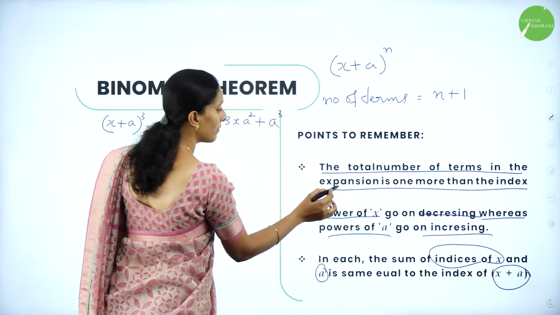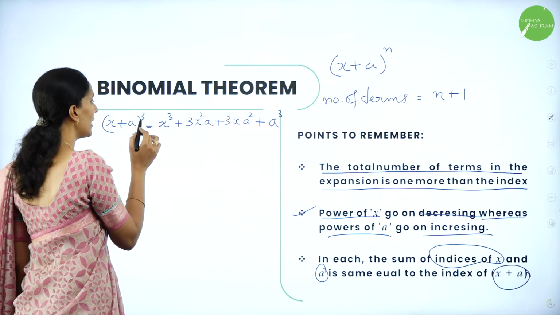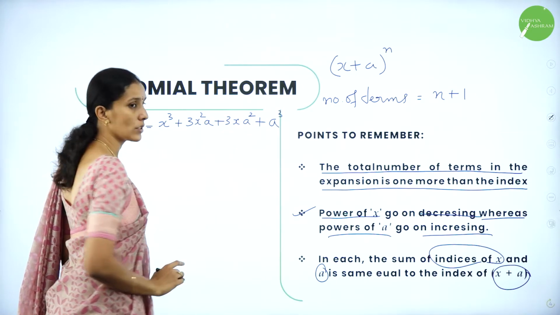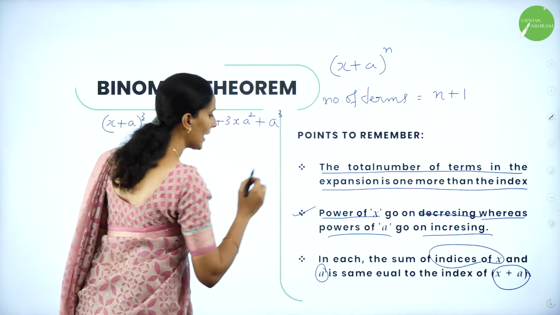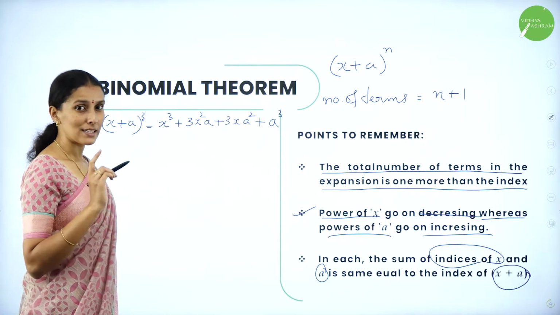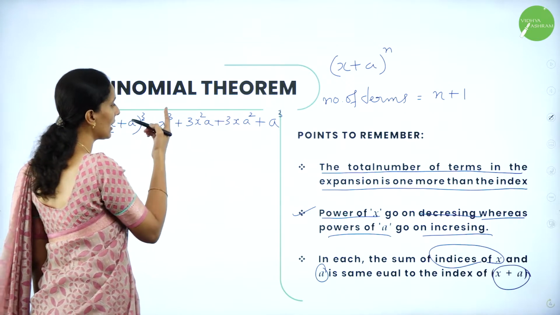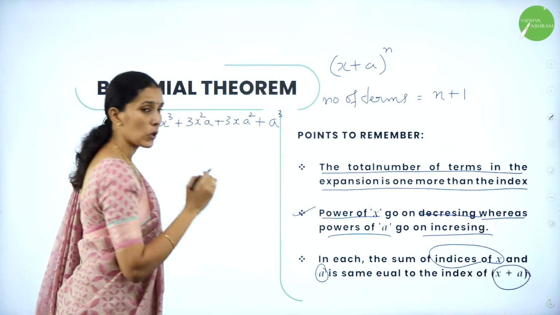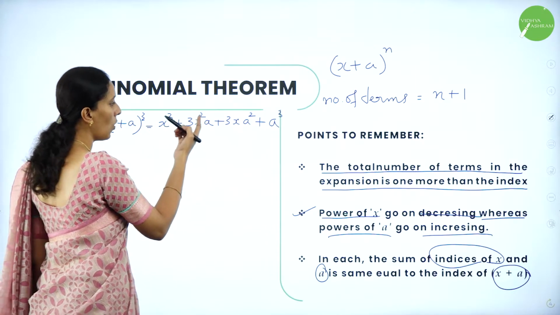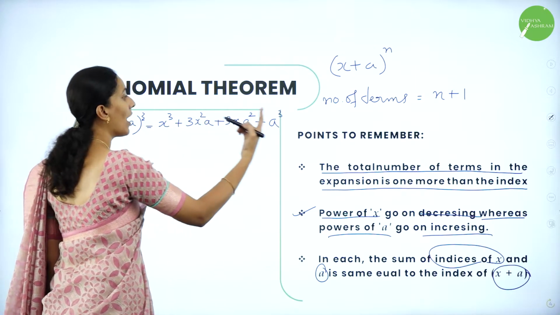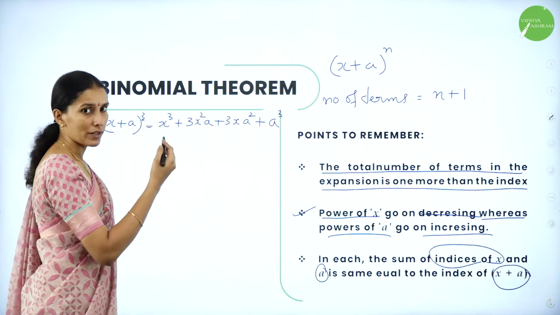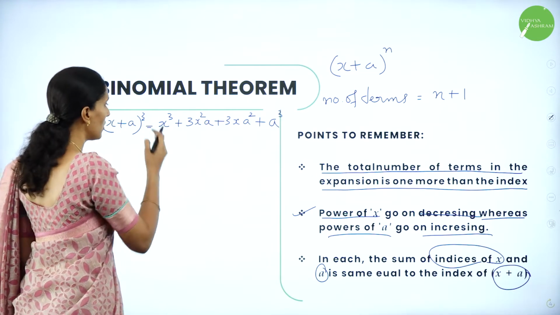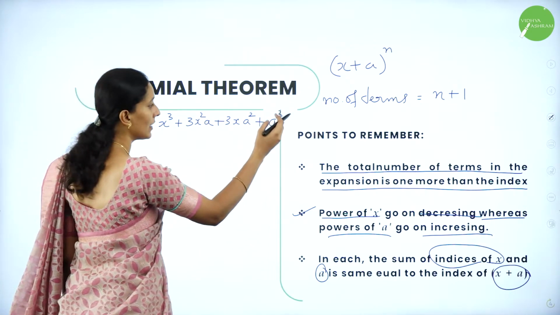According to the first point, if the index is 3, the number of terms should be 4: 1, 2, 3, 4. So correct. Next, the second statement: the power of x must be decreasing. You can see here it is 3, 2, 1 and 0. And the power of a goes on increasing. Here it is 0, 1, 2, 3. Whenever you have a power as 0, there is no need to mention it, because its value is 1, and 1 into anything is the same. Therefore, here x cube and here a cube.